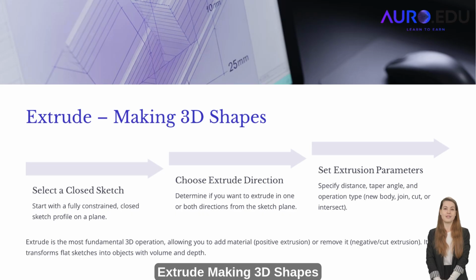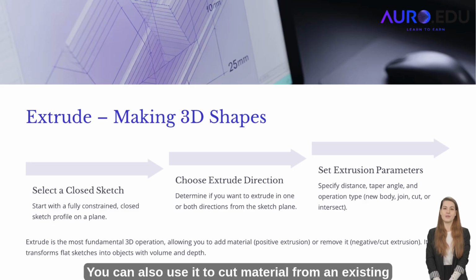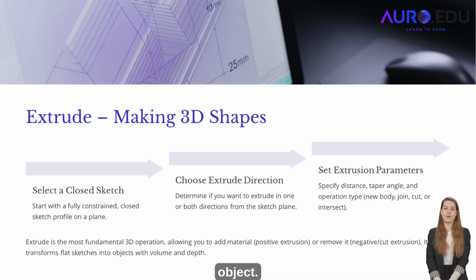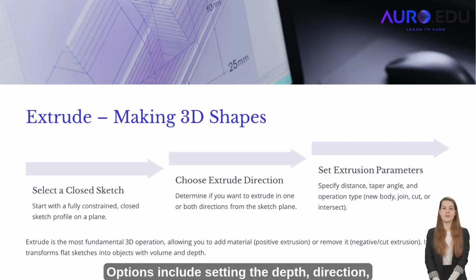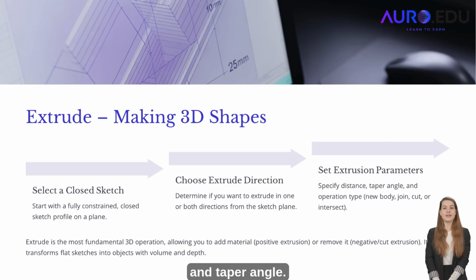6. Extrude. Making 3D shapes. Extrude is one of the most used tools in CAD modeling. It pulls a closed sketch into 3D, creating a solid. You can also use it to cut material from an existing object. Options include setting the depth, direction, and taper angle. Extrude is ideal for basic shapes, like boxes, walls, or mechanical parts.